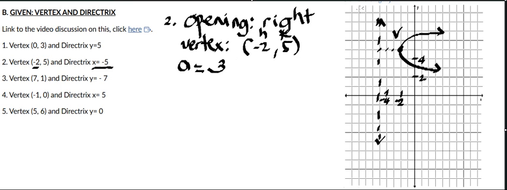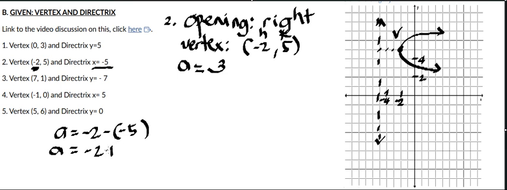Another technique is to simply subtract the x values, because the directrix is x equals negative 5. We look at the x value of the vertex, so we have negative 2 minus negative 5. Simplifying that, a minus side by side with a negative creates a plus, so we have plus 5. A is now equal to 3.